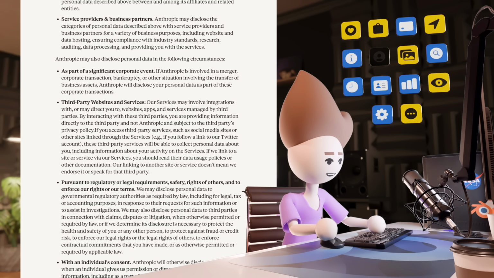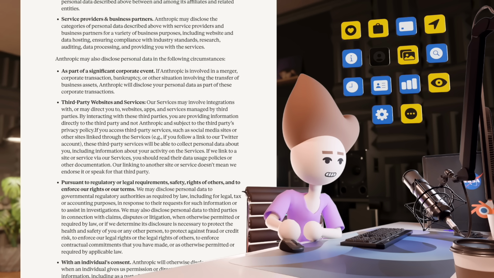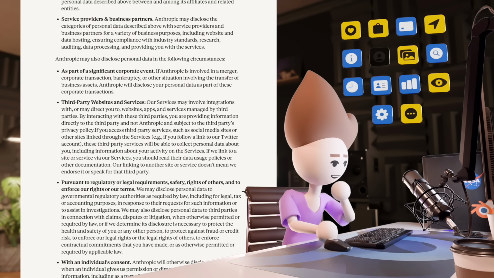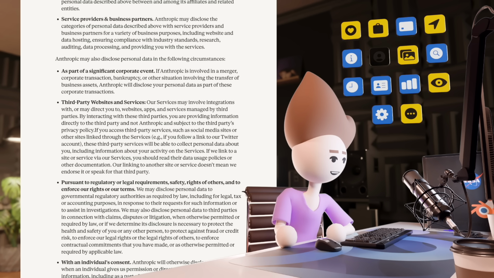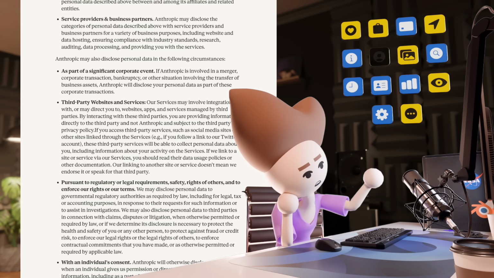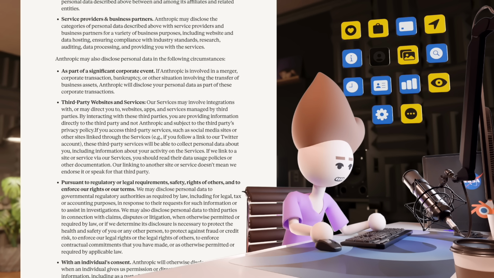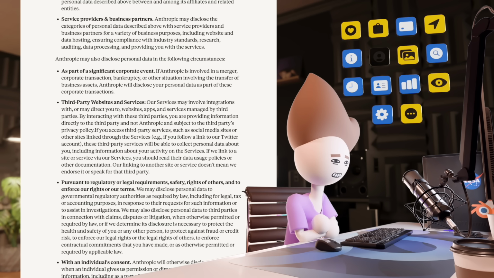Third-party websites or services. Our services may include integrations with, or may direct you to, websites, apps, and services managed by third parties. By integrating with these third parties, you are providing information directly to those third parties and not to Anthropic, and it is subject to the third party's privacy policies. If you access third-party services, such as social media sites or other sites linked through the service, for example, if you follow a link to our Twitter account, these third-party services will be able to collect personal data about you, including information about your activity on the services. If we link to a site or service via our service, you should read their data usage policy or other documentation. Our linking to another site does not mean we endorse it or speak for that third party.